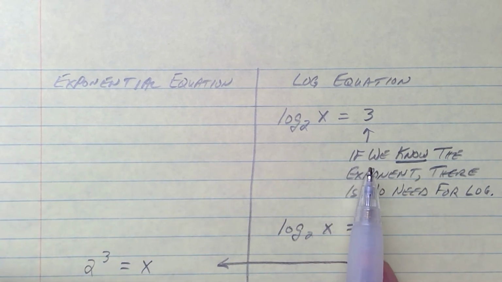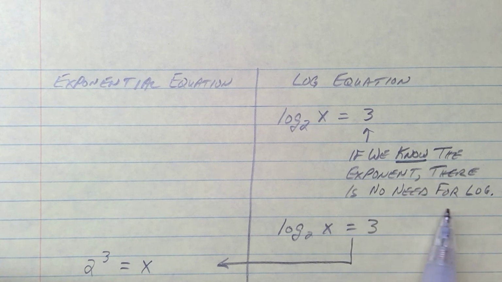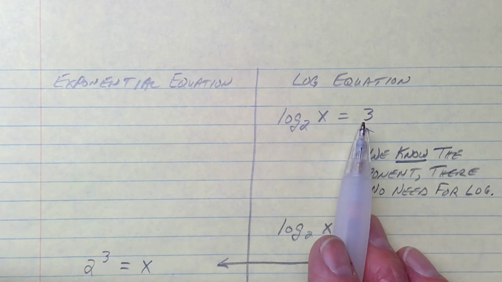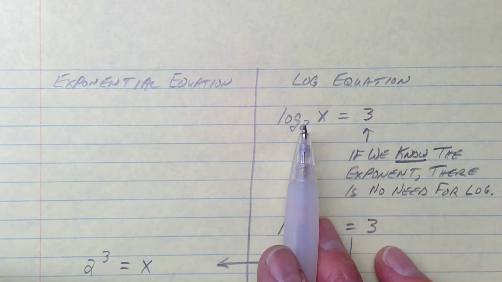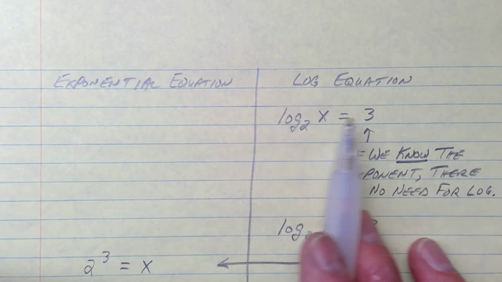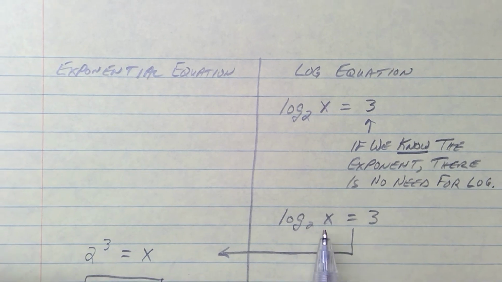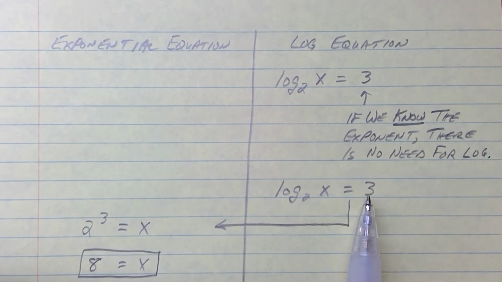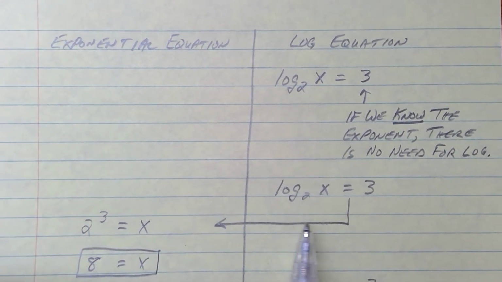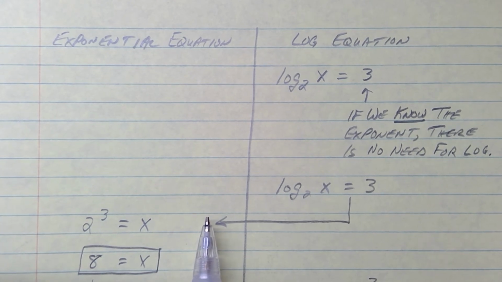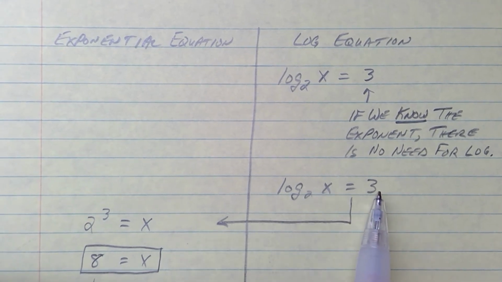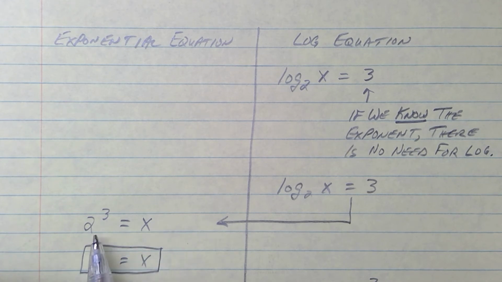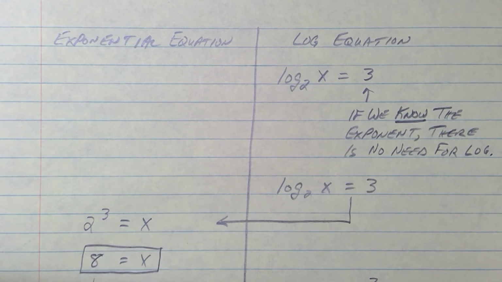So I'm looking right here and I'm saying, okay, if we know the exponent, then there's no need for a log. I know the exponent is 3. I know that exponent's going to go on the 2. I don't need this log at all. So log base 2 of x equals 3, that's unnecessary. I can't solve it that way. I'm going to go over here and rewrite it as an exponent equation. So this is the exponent. It goes on the 2, so it looks like that, 2 to the 3rd equals, and then the answer, my product, is right there. Well, this is super easy to solve. Just pop that in your calculator. 8 is x.